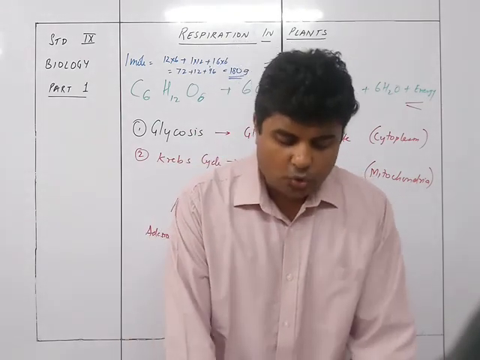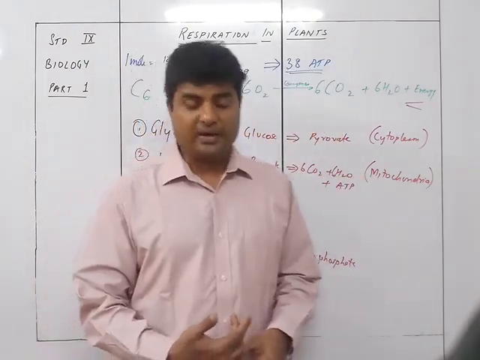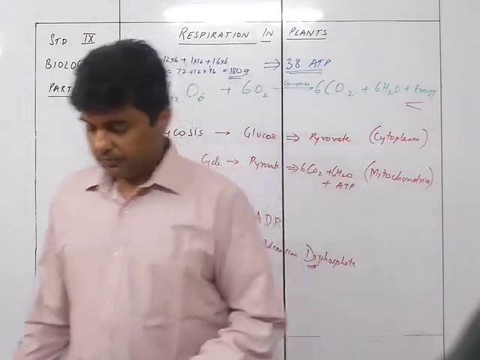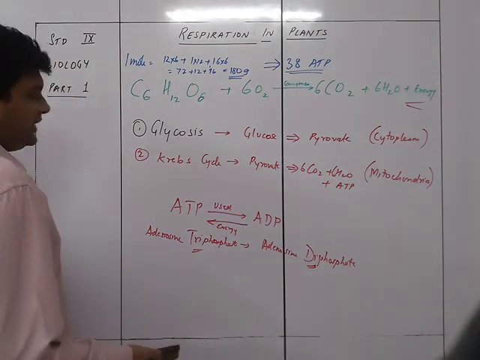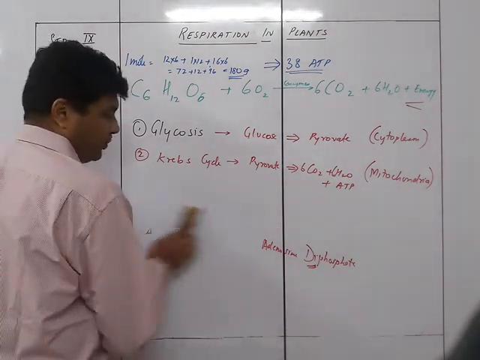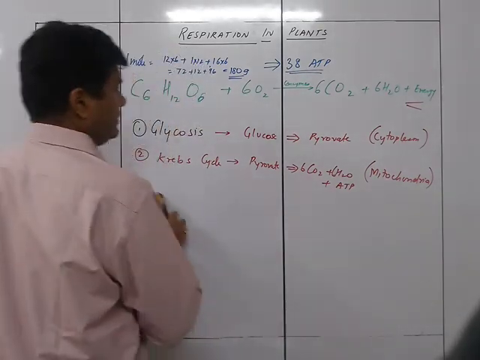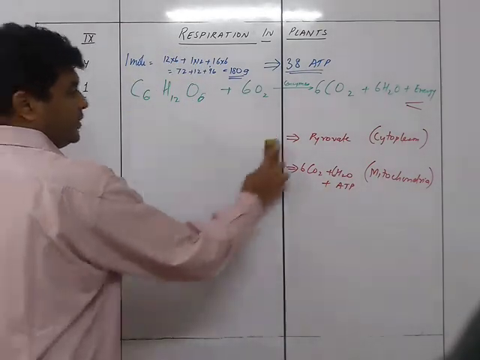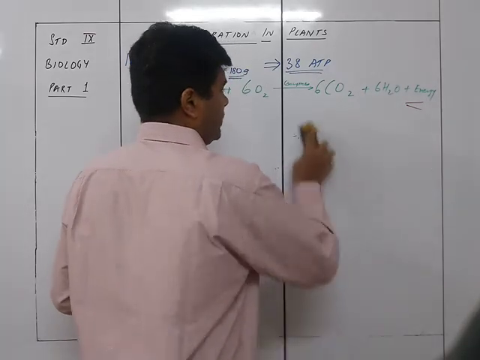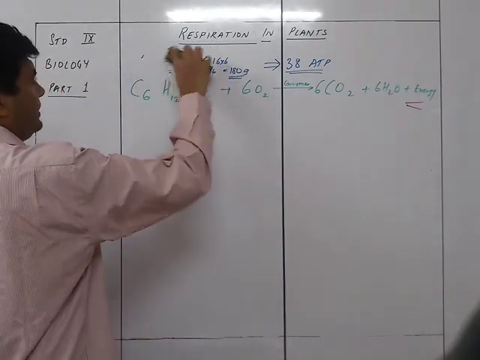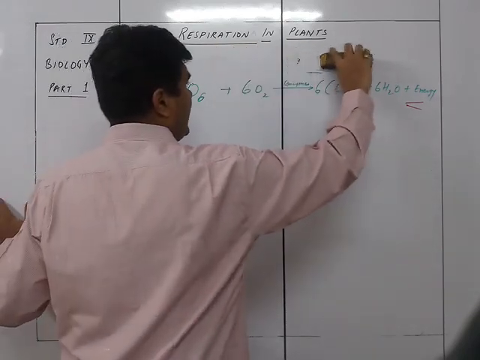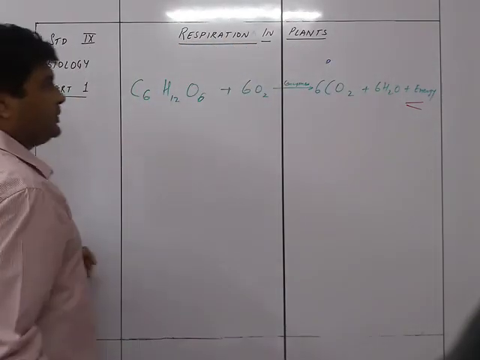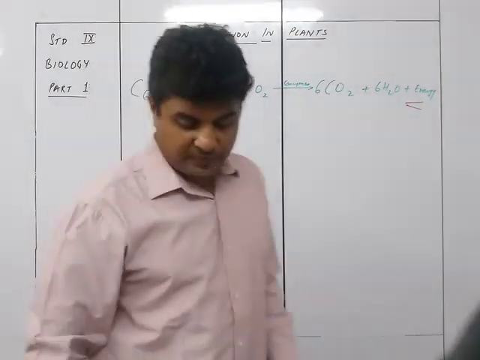Now we see the two kinds of respiration, that is aerobic and anaerobic. So we see that respiration is of two kinds, aerobic and anaerobic. The equation I have written over here is of the aerobic one, where oxygen is going to take part in the reaction, or oxygen is required. So when oxygen is required for respiration, it is aerobic respiration.